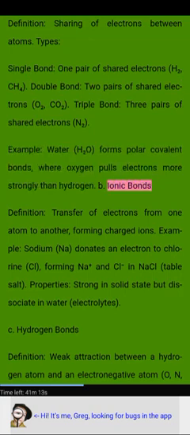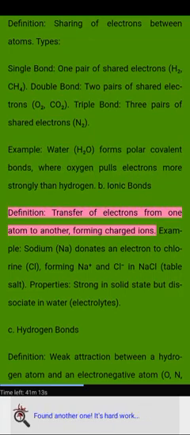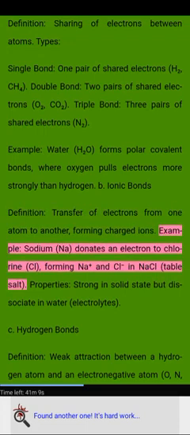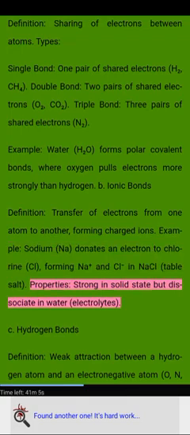B. Ionic bonds. Definition: transfer of electrons from one atom to another, forming charged ions. Example: sodium Na donates an electron to chlorine Cl, forming Na+ and Cl-, NaCl, table salt. Properties: strong in solid state but dissociate in water, electrolytes.